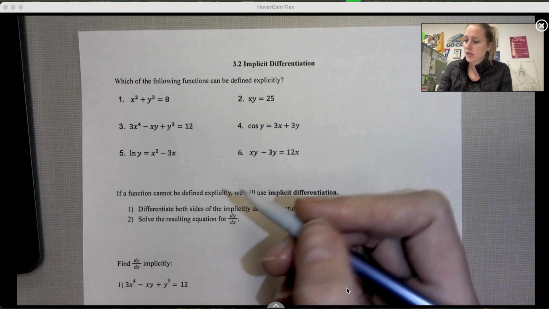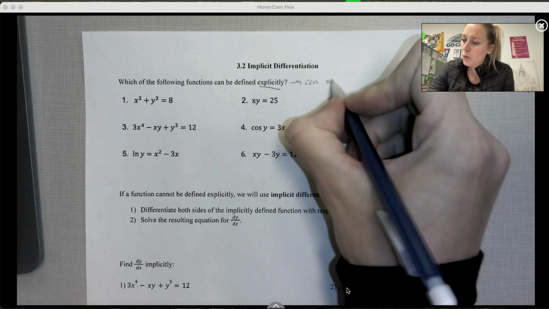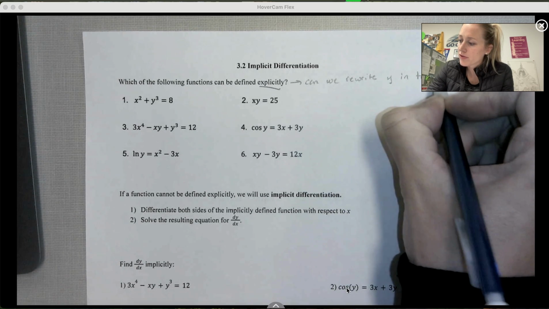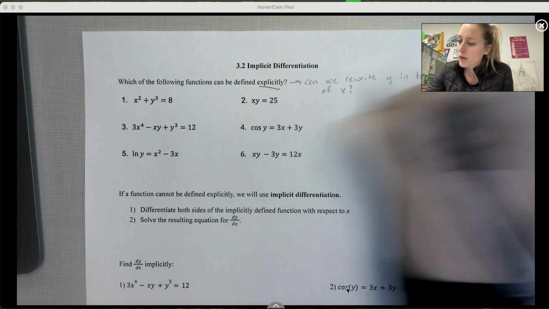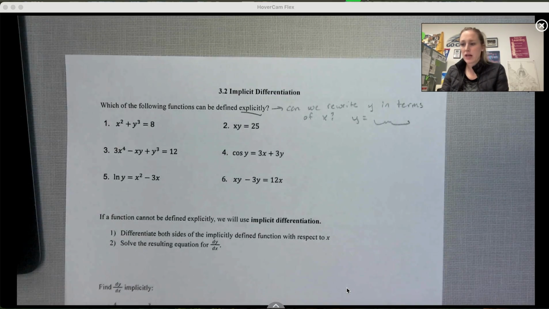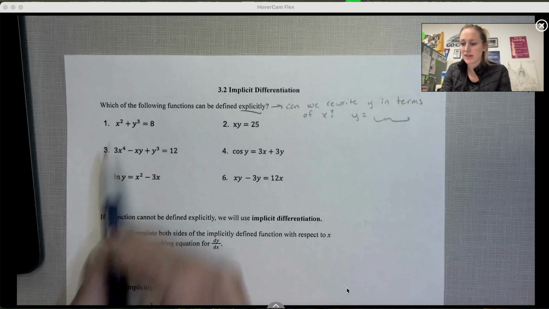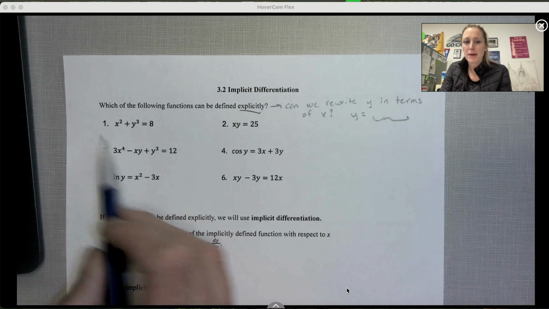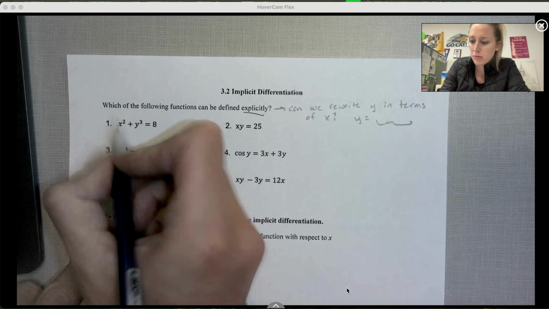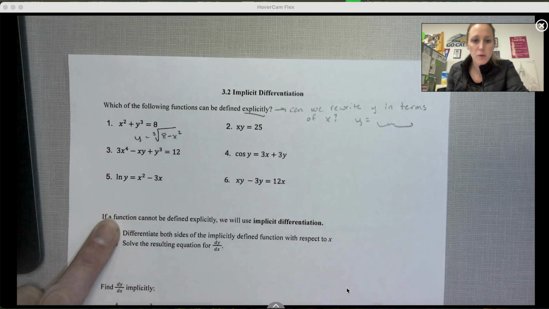So explicitly, what I want you guys to think of, what this means is, can we rewrite y in terms of x, which means like y equals something with x, okay? So if we can do this, it is explicitly defined. If we can't, then we say it's implicitly defined. So for example, can we get y by itself here and rewrite this as y equals? Well, yeah, we could subtract the x squared and then take the cube root, right? So we'd get the cube root of 8 minus x squared, right? We can get y by itself there.